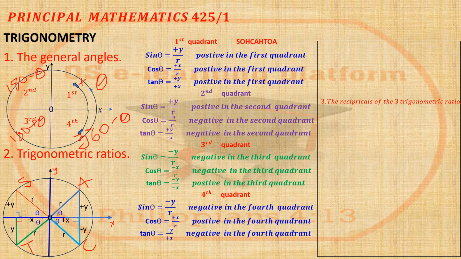Now to use an acronym that can help us to memorize this, I can say: All Students Take Chemistry. Of course, that is for O level, not in A level, please. Just to help us keep this concept of the signs of trigonometric ratios in the four quadrants at the fingertip. So I will use All Students Take Chemistry in O level. I can say All Students Take Coffee.